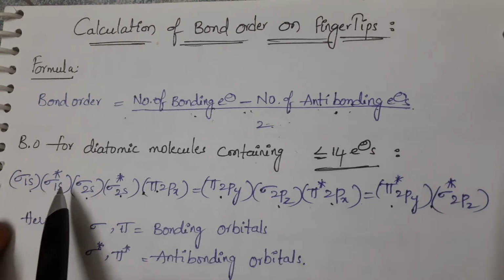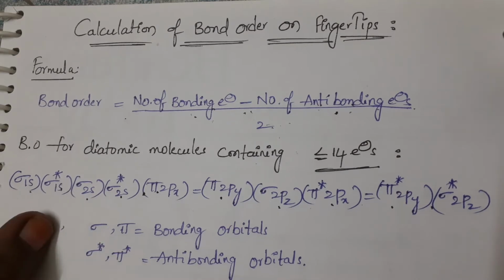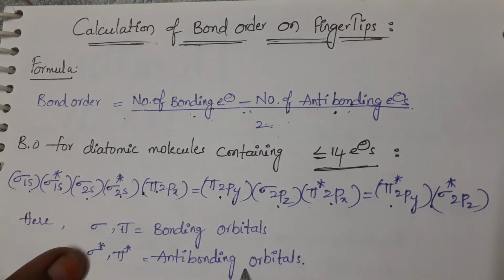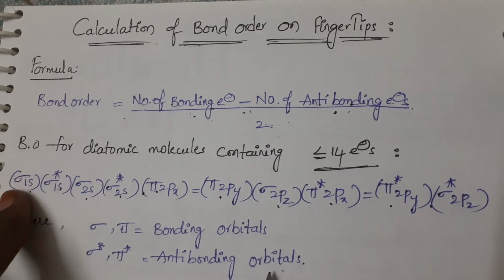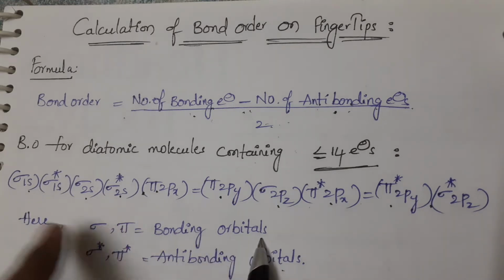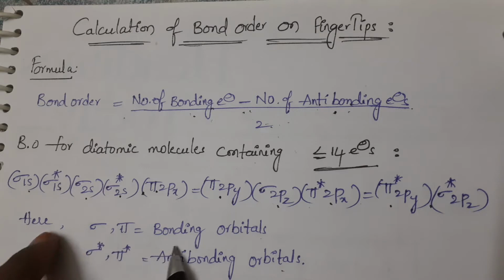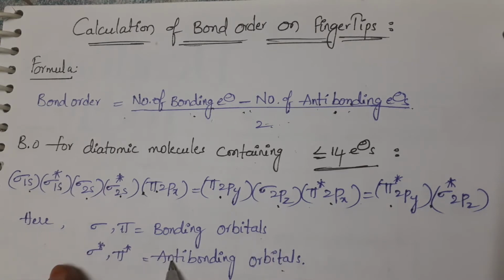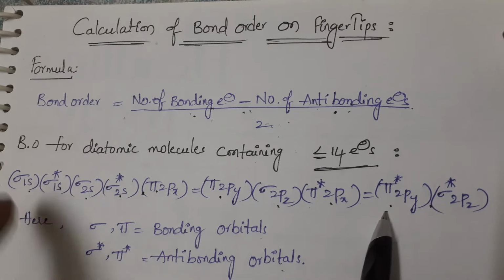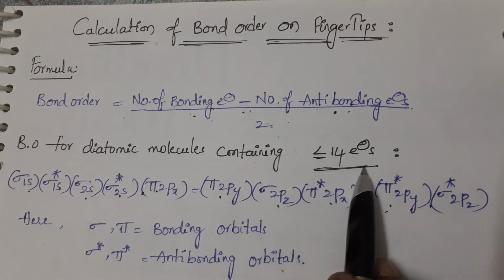Here, what is the star indicating? The star indicates the anti-bonding orbitals. So plain sigma indicates a bonding orbital. Similarly, sigma and pi indicate bonding orbitals, and sigma star and pi star indicate anti-bonding orbitals. This formula is applicable only for diatomic molecules containing less than 14 electrons.